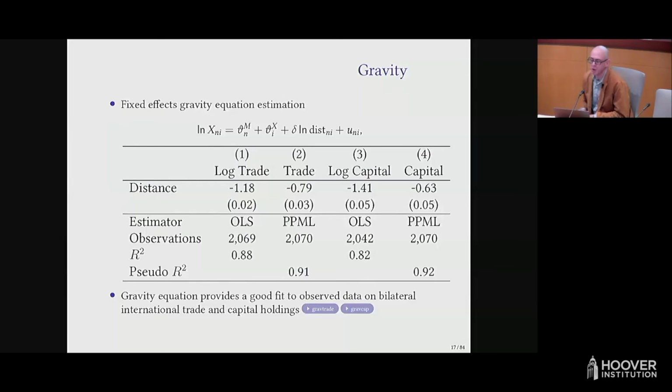And so in the paper we show, even if you use Frisch-Waugh-Lovell and you partial out the origin destination fixed effects and you look at the conditional correlations, distance is around as important for capital holdings as it is for bilateral trade flows. And so this is the key first order feature of the data that we want to hit with the model. And that's why we've built the model to try to match it.